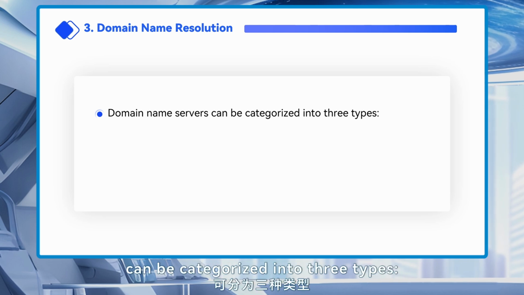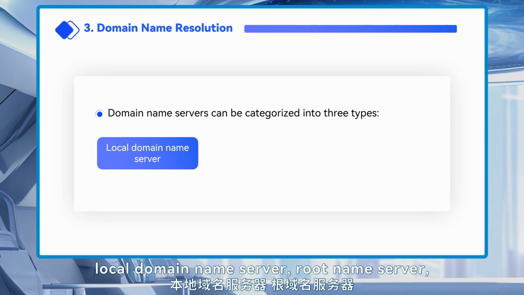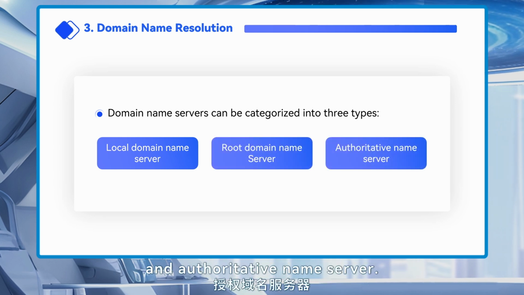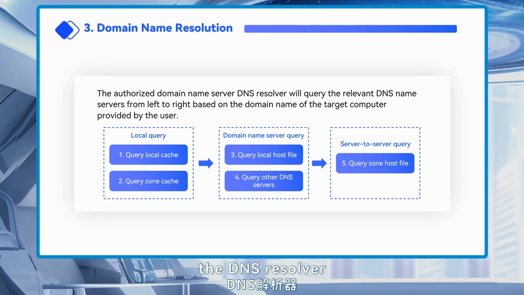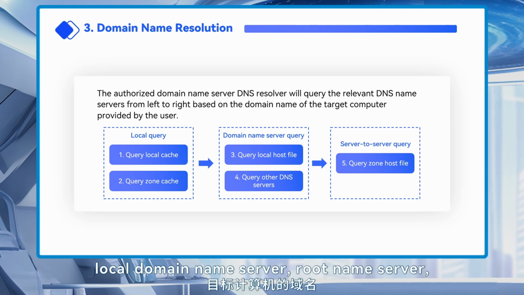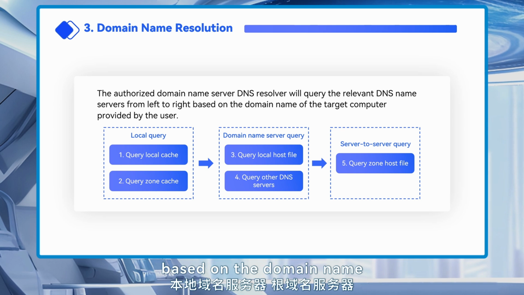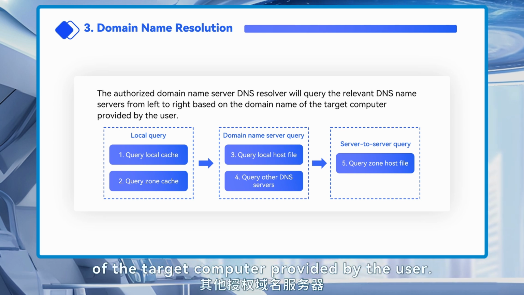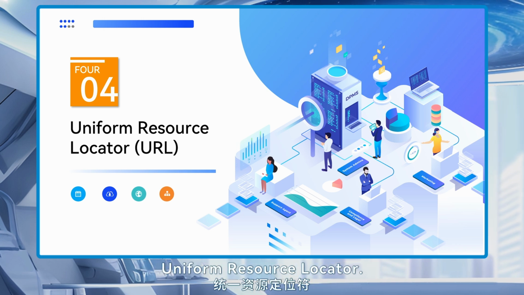Domain name servers can be categorized into 3 types: local domain name server, root name server, and authoritative name server. When performing domain name resolution, the domain name system resolver will sequentially query from left to right, local domain name server, root name server, and other authoritative name servers, based on the domain name of the target computer provided by the user.